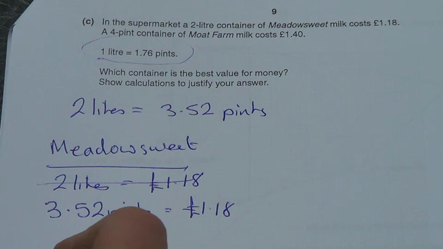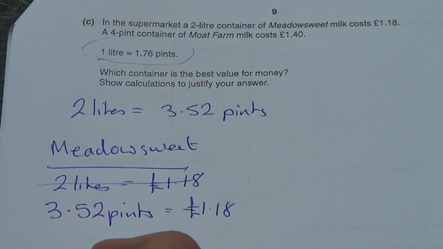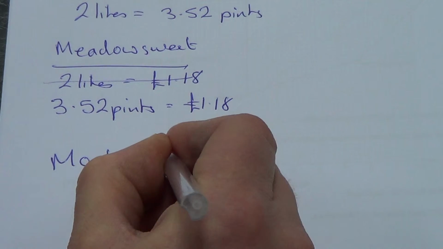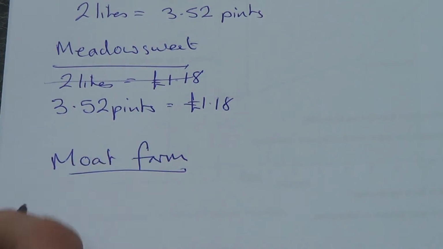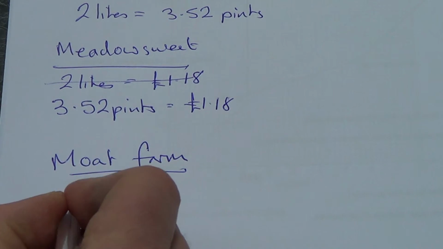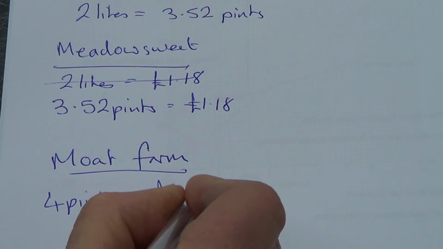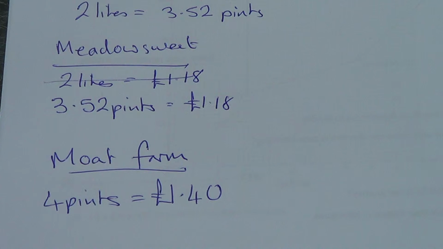I'll write down the information for my Moat Farm. Okay, so my Moat Farm, I can just write this down. I've got 4 pints, and that's going to cost me £1.40. Now if I'm comparing these two things, I want to find out how much each pint is going to cost me from each shop. And you can do it with just a simple division. But all you need to do is just make sure you do the same division for both of them.